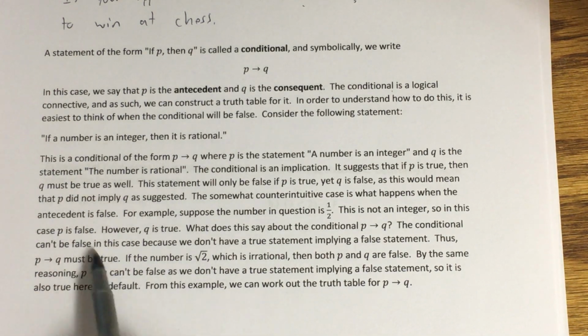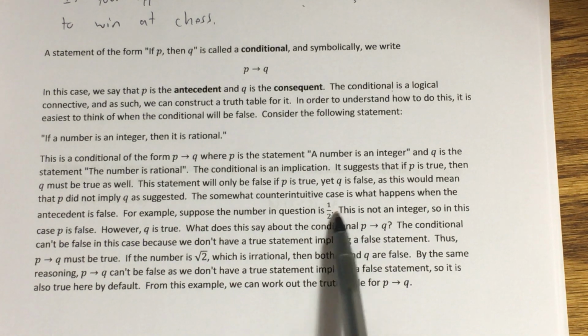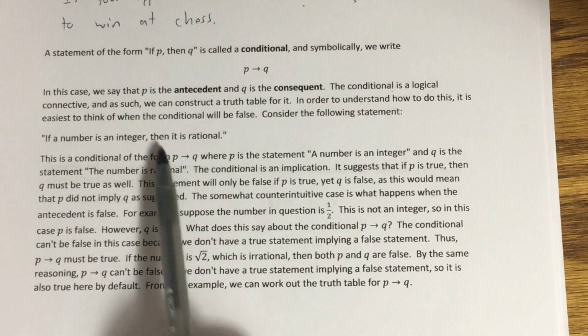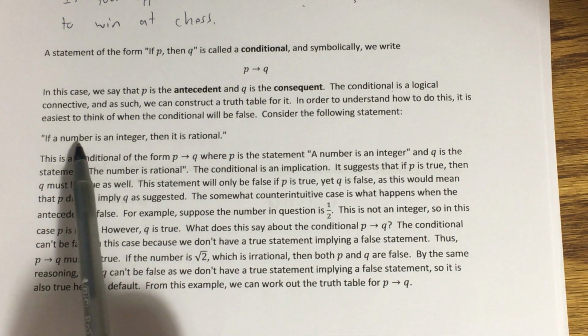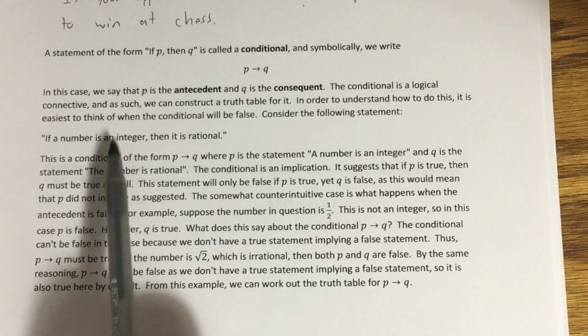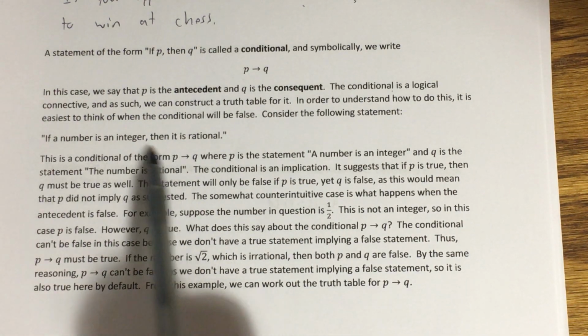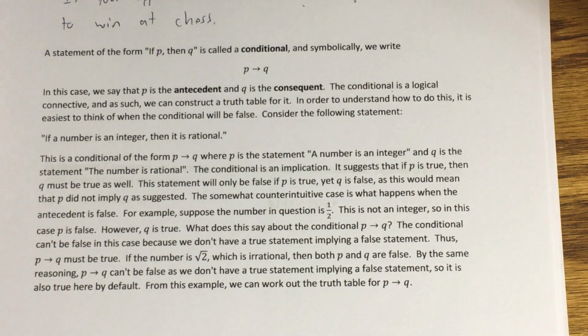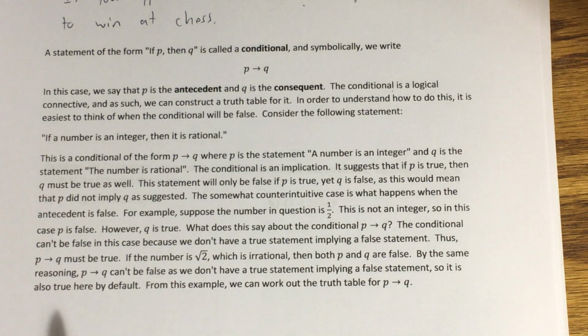Well, it doesn't prove it false, because if this were false, then the number that I chose should give me a true antecedent implying a false consequent, and the number that I have here doesn't give me a true antecedent, so I can't analyze it that way. What that would mean is that this statement is not false, so by default it has to be true. Remember, statements can only be true or false. They can't be both, and they can't be neither. So in the case where the antecedent is a false statement, the conditional will always be true.